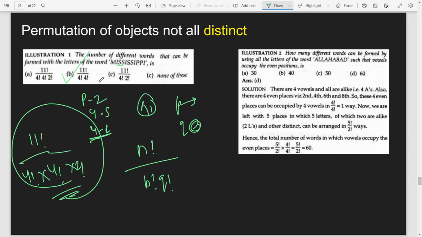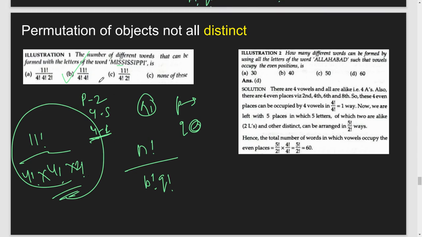That's the number of such arrangements of Mississippi. So these are the things you need to consider. If some letters are repeating, then this is the way to find the permutation. RD Sharma is the best book to practice.